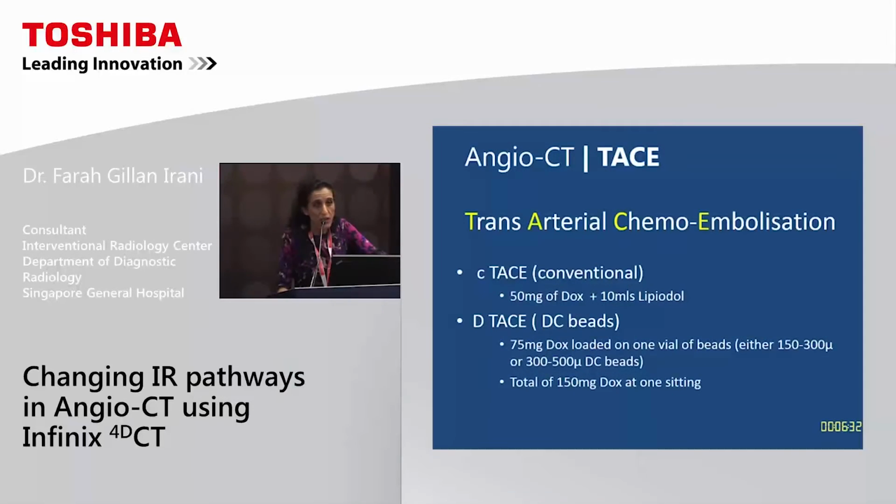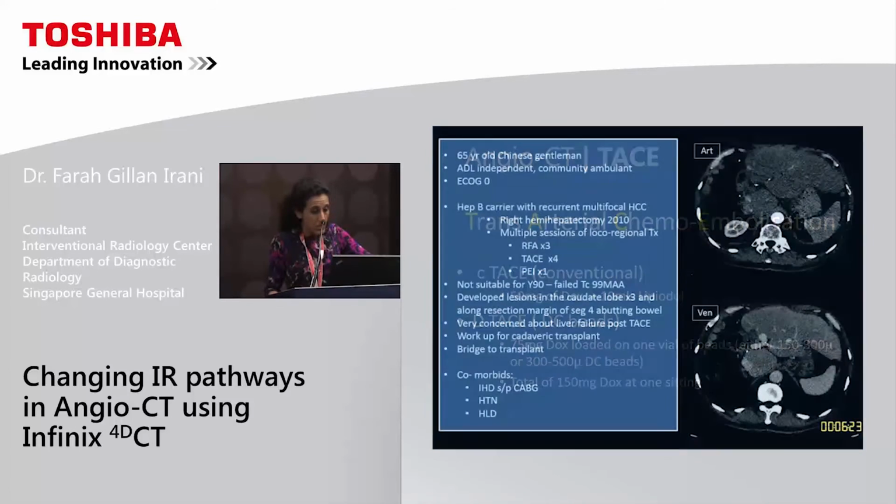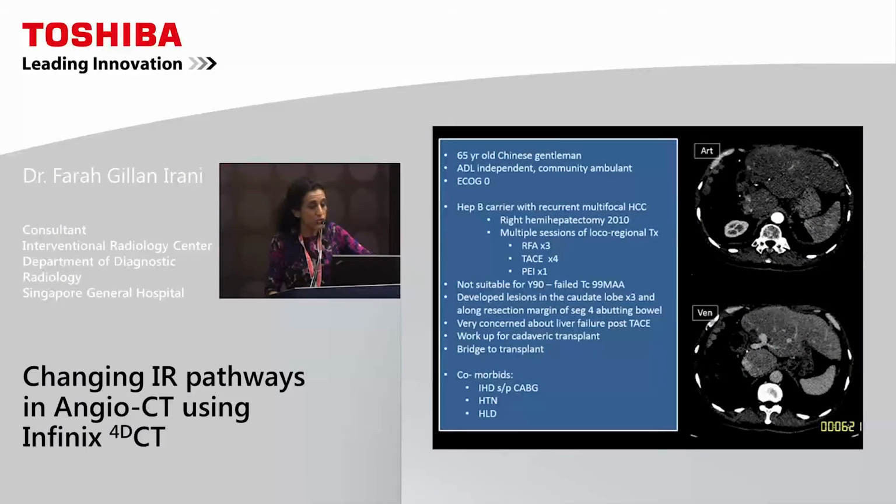So now moving on, how does ICT actually help you with TACE? TACE is called transarterial chemoembolization, and you can have 2 types of TACE, the conventional TACE and the DEB-DOX TACE. I'm just going to show you one case. This is a 65-year-old Chinese gentleman who is ECOG 0, ADL independent. He has hepatitis B, and we've been treating him for the past 5 years from 2010. He's had multiple locoregional therapies done, and we're keeping him going because he's on the cadaveric liver transplant list, and we'd like to get him to transplantation.